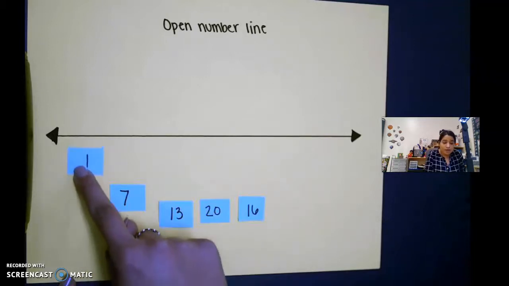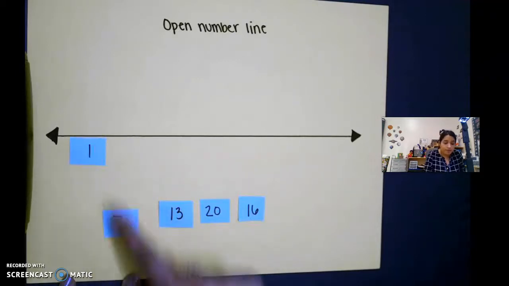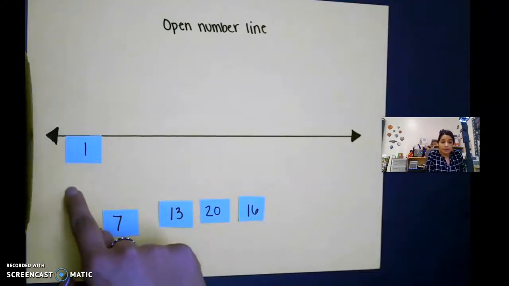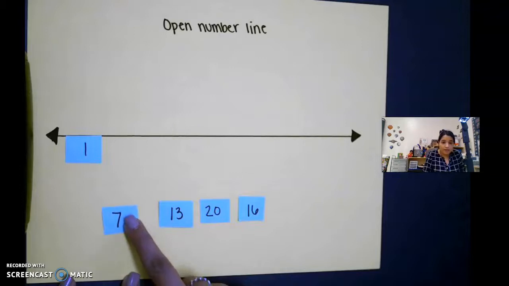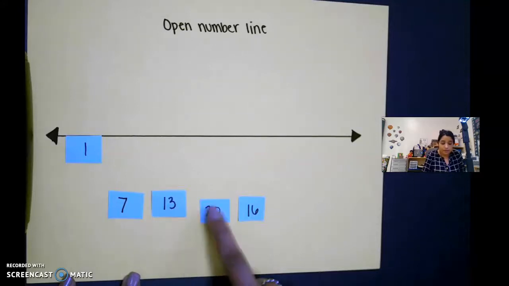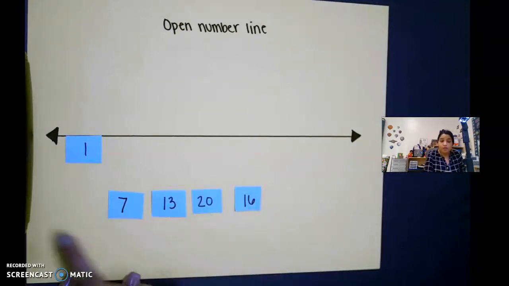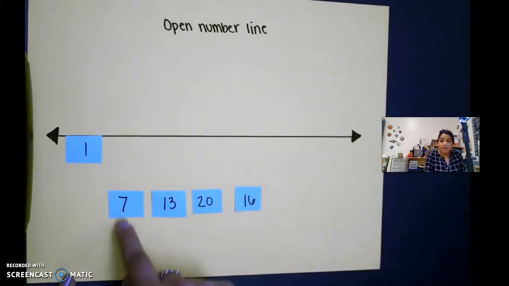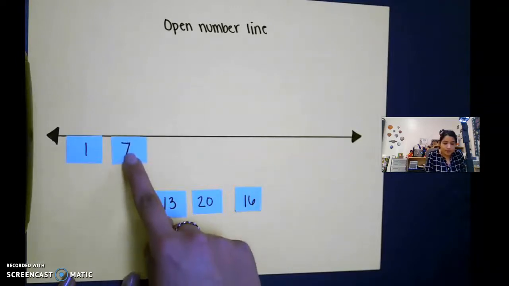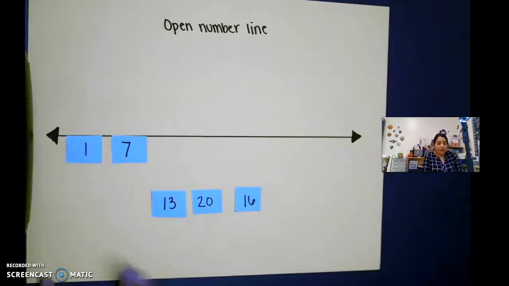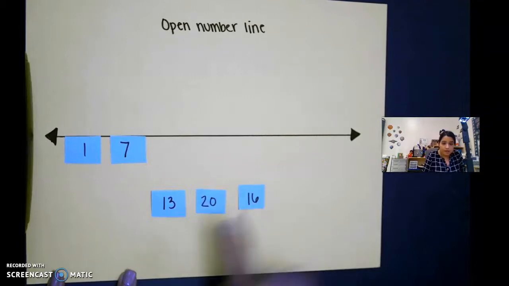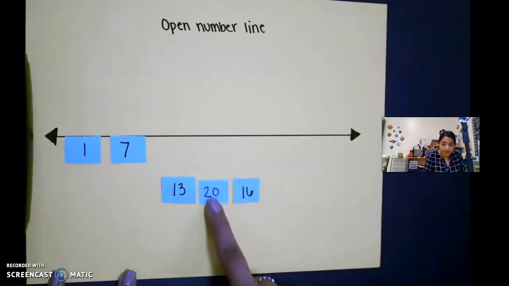The 1. Good job. So I'm going to put the 1 here on the number line to the left because it's the smallest number. Then we have 7. So I know that 7 is smaller than these numbers because it comes first whenever we are counting. So when we count from 1 to 20, 7 comes first. And also because it is one digit. So I'm going to put 7 right next to 1. And we go left to right. So that's why I'm putting it to the right of the 1. Now let's look at the rest of our numbers.